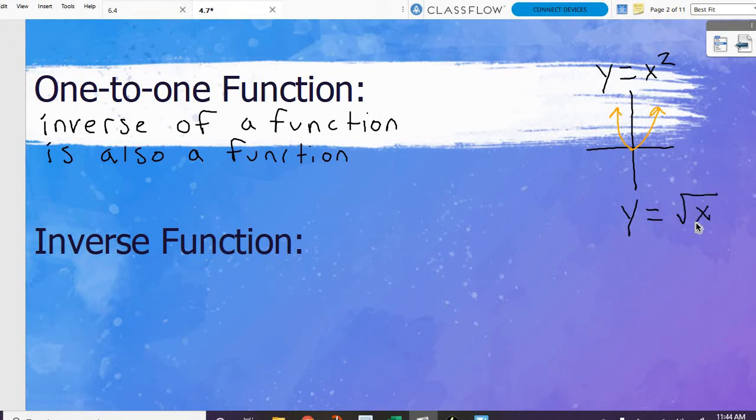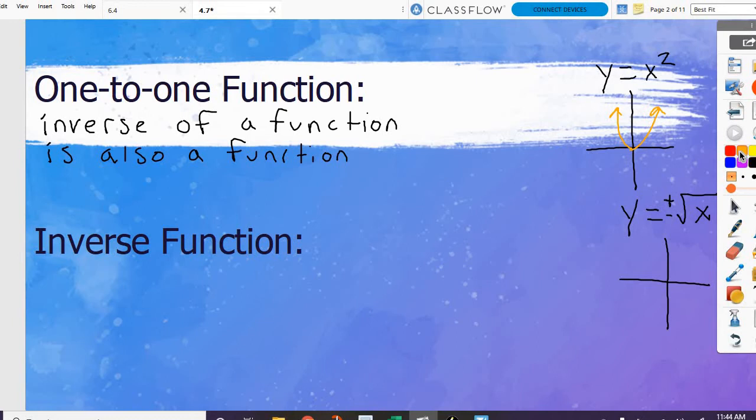Okay, almost. Because remember, if we wanted to find the inverse, we would switch x and y, solve for y. So we would take the square root of both sides. But when we take the square root, what do we have to add? Plus or minus. It's actually plus or minus the square root of that. So our graph ends up looking something like that.